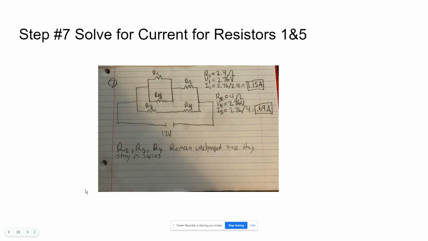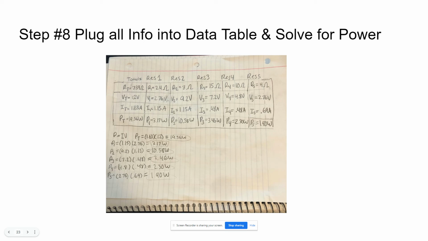So finally, you're going to redraw the circuit to its original shape and solve for the unknown. So the calculations of resistors 2, 3, and 4 stay the same since they are still in series and haven't changed, but resistors 1 and 5 need to be solved for. And again, in parallel, voltage is constant, so use the voltage for the top branch from the last step for both resistor 1 and resistor 5. Simply take the voltage and divide it by the original resistor to get the current at resistors 1 and 5. So 1.15 for resistor 1 and 0.69 for resistor 5.